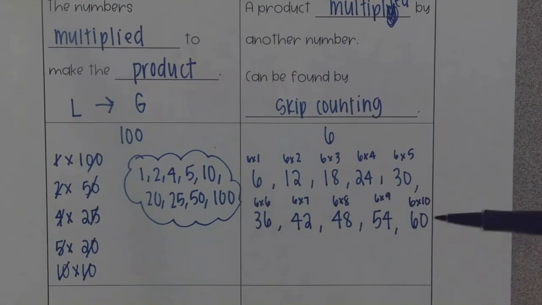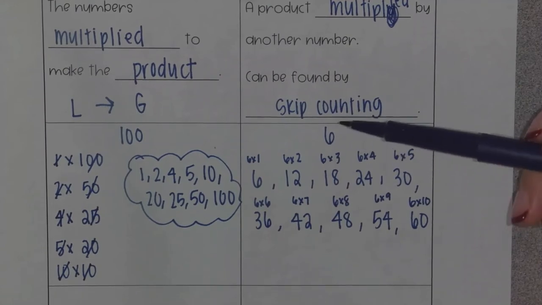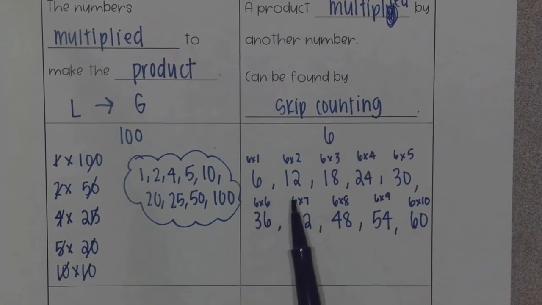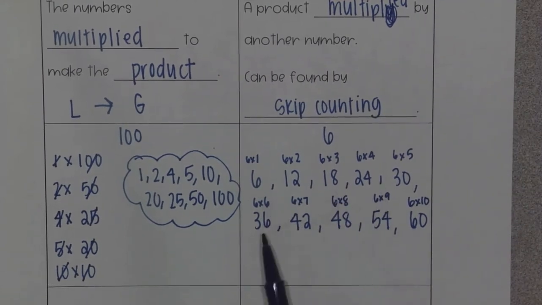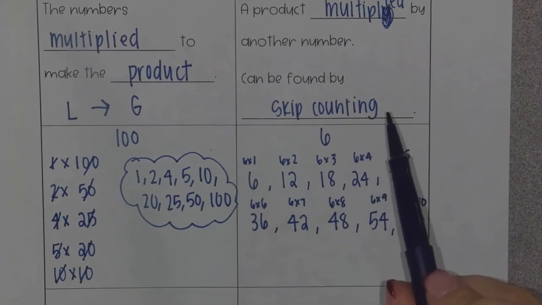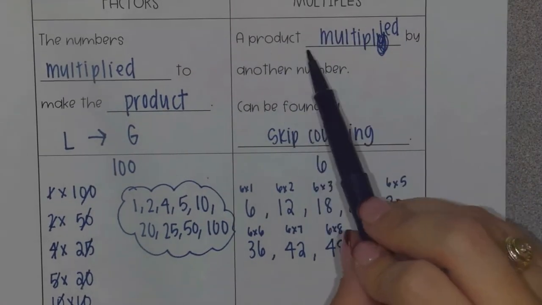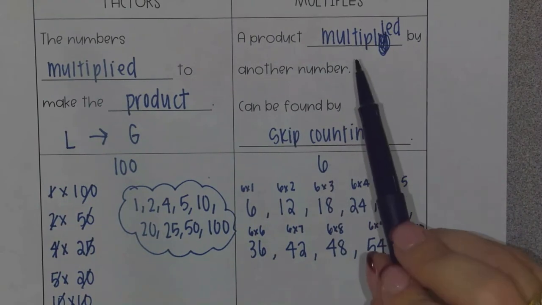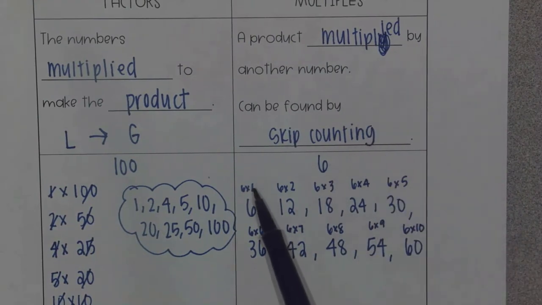So again, of course, I could keep going. Multiples will go on forever. That's why I'm going to stop here at 10. But if I were to read this list, 6, 12, 18, 24, 30, 36, 42, 48, 54, 60, all I'm doing is skip counting by 6s. Because again, I'm taking that product, the product is 6, and I'm multiplying it by another number, 1, 2, 3, 4, 5, all the way through 10.